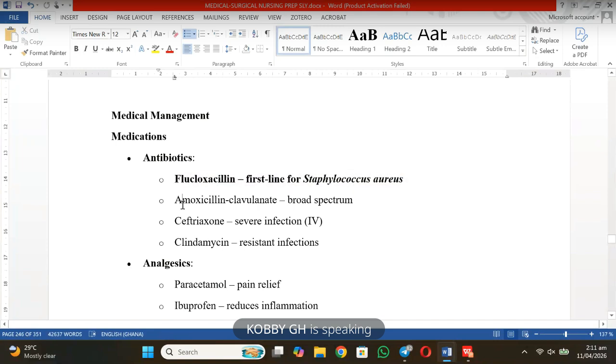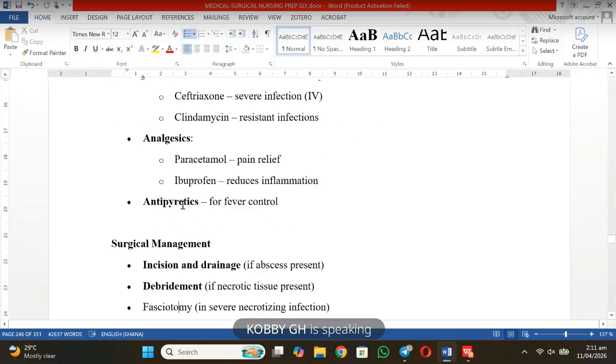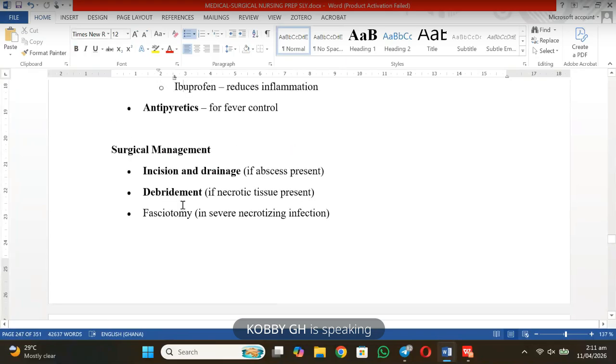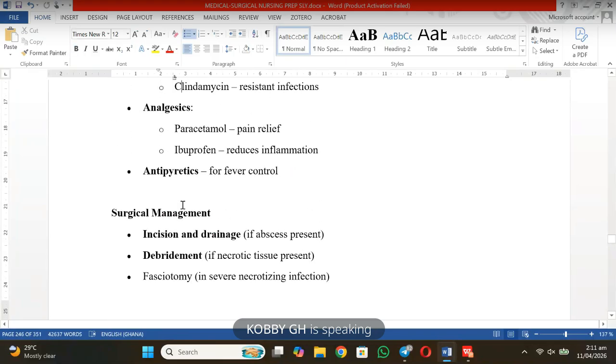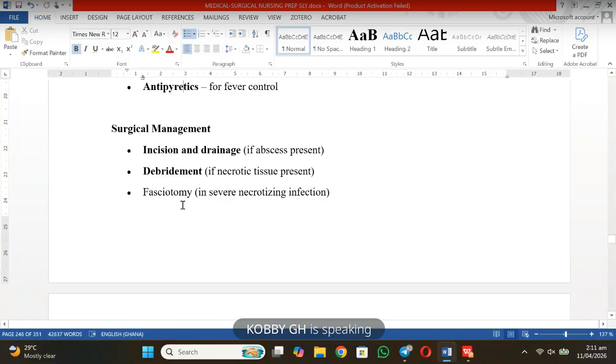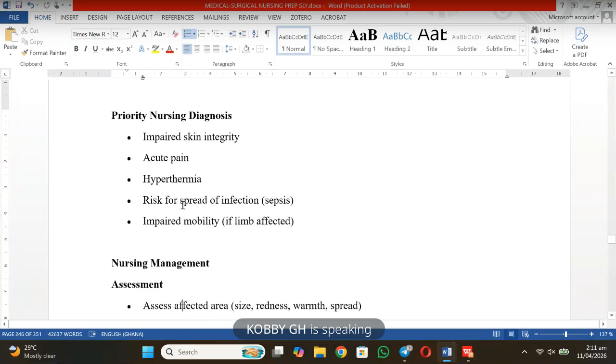So usually I don't even like to highlight the others, but if there is pain, they may give analgesics, and for the fever, they give antipyretics. The same principle as with the pharyngeal. In very severe situations, they may do incision and drainage. There are times they may even have to do debridement.